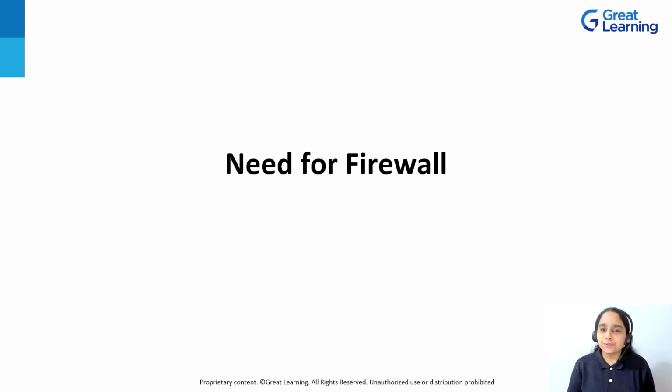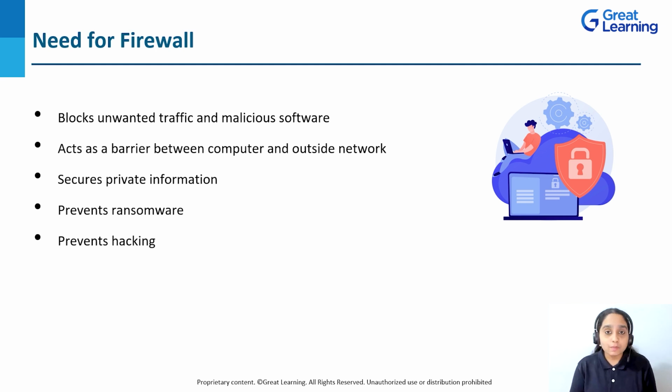When you learn about a new concept, it's very important to know the need for that particular concept. So, similarly, you all should know what is the need for firewall. Firewall blocks unwanted traffic and malicious software. Malicious software is a malware that gets installed into the system when the user clicks on a dangerous link or an email. Firewall acts as a barrier between computer and outside network. It secures private information such as login credentials, employee details, etc. Firewall prevents ransomware and hacking.